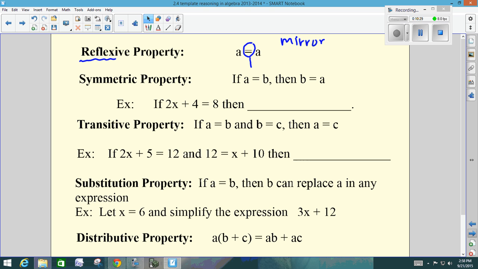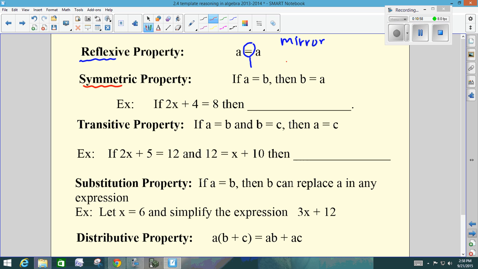Symmetric property. If A equals B, then B equals A. Go back to grade school. Think about when you made hearts in art class. You take a piece of paper and fold it in half, and you just cut out half of the heart, because when you unfold it, you get a full heart, and that fold would be considered the line of what? Symmetry. Good. Just like the capital letter H has a line of symmetry. Well, it has multiple ones. The symmetric property works kind of the same way.